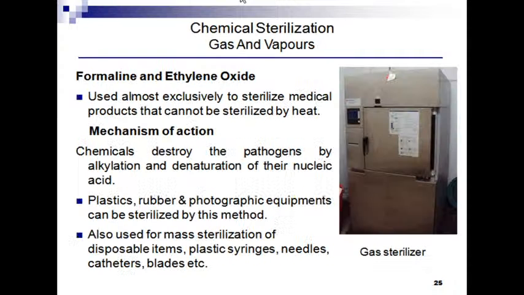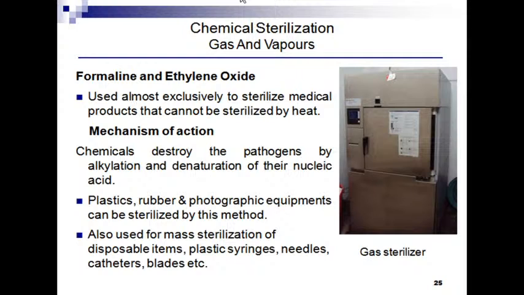Chemical sterilization. We can use volatile substances such as gases and vapors. We can use formaldehyde as a source of vapors, and ethylene oxide. They are used almost exclusively to sterilize medical products that cannot be sterilized by heat, in factories and inside the operation theater or in the sterilization room.